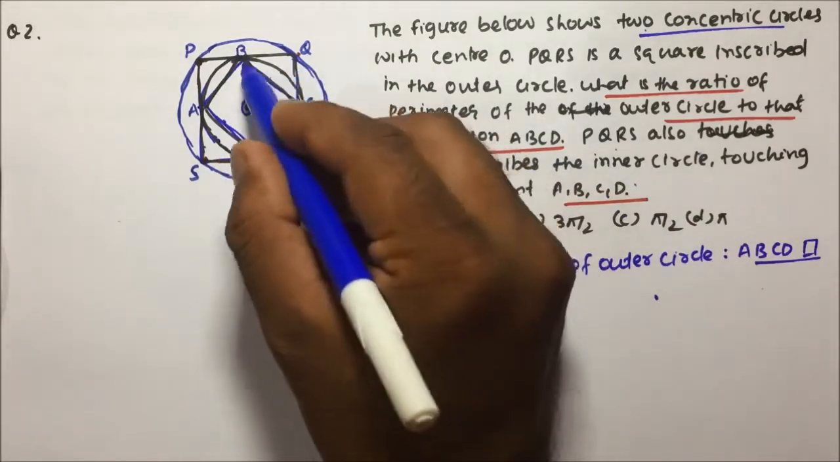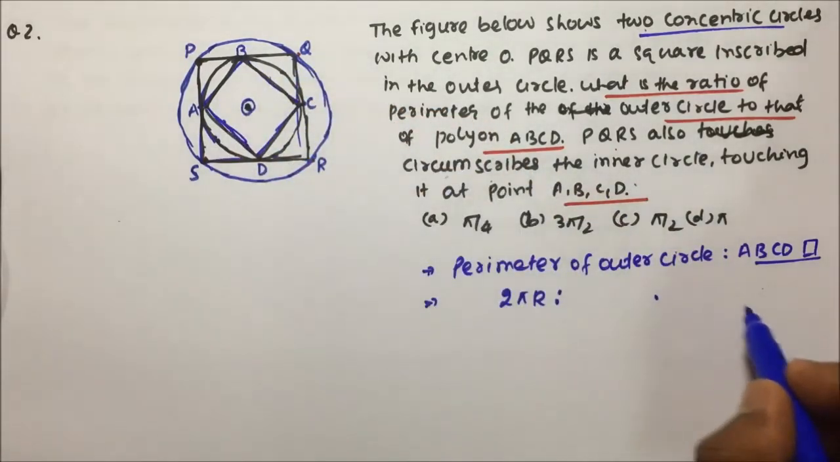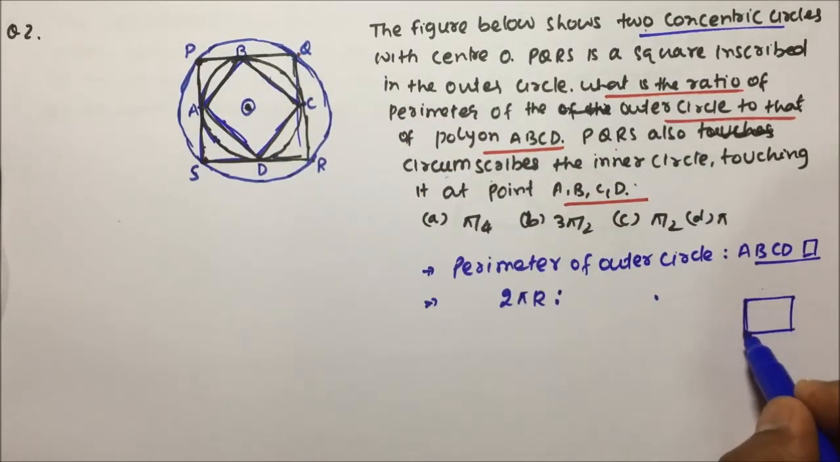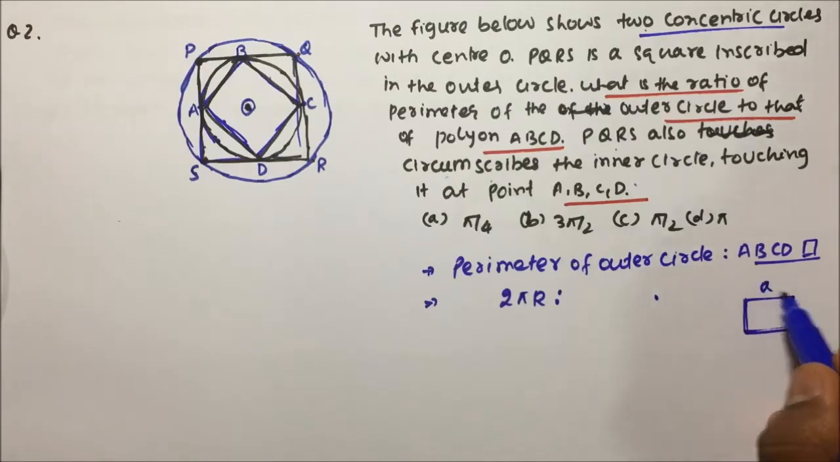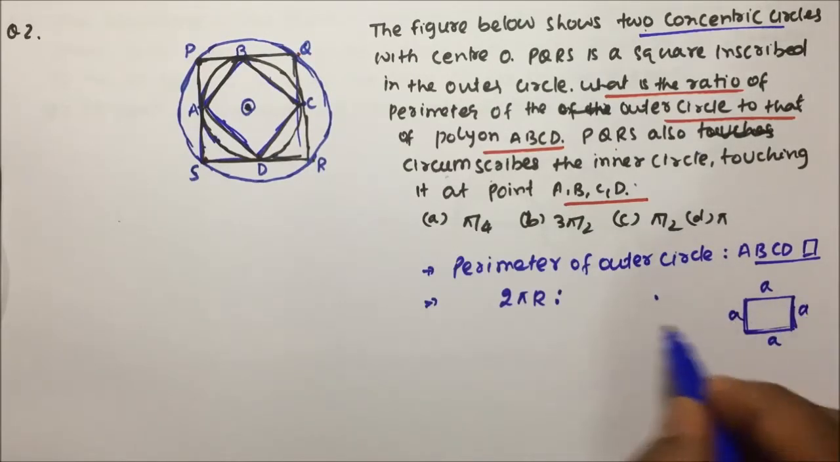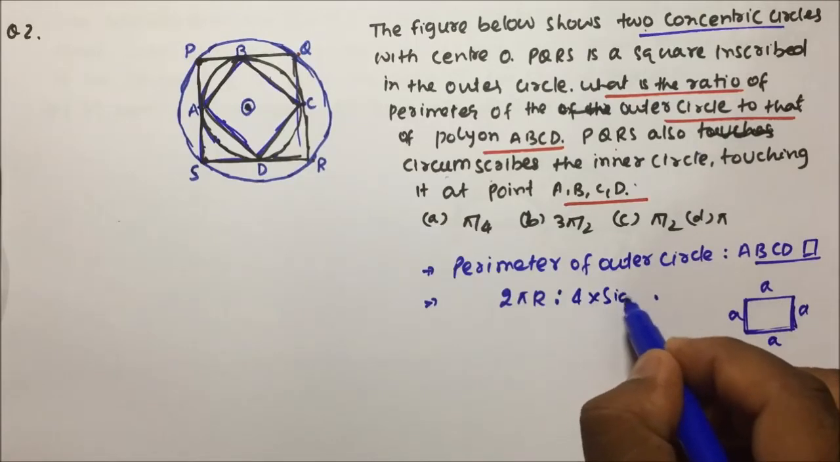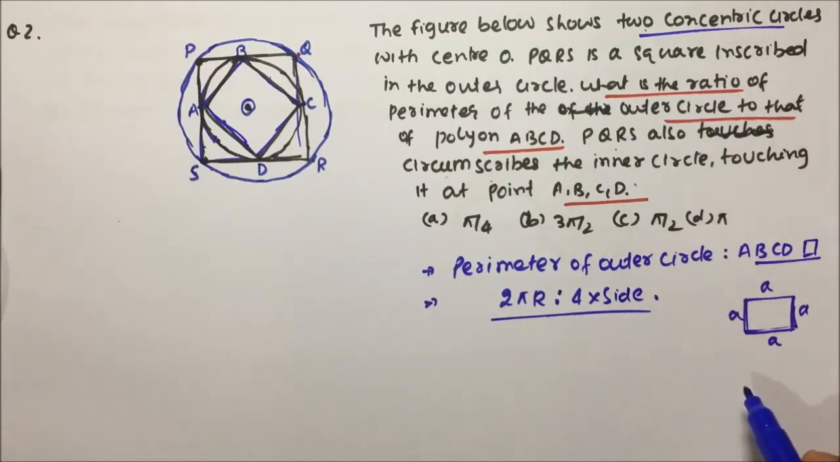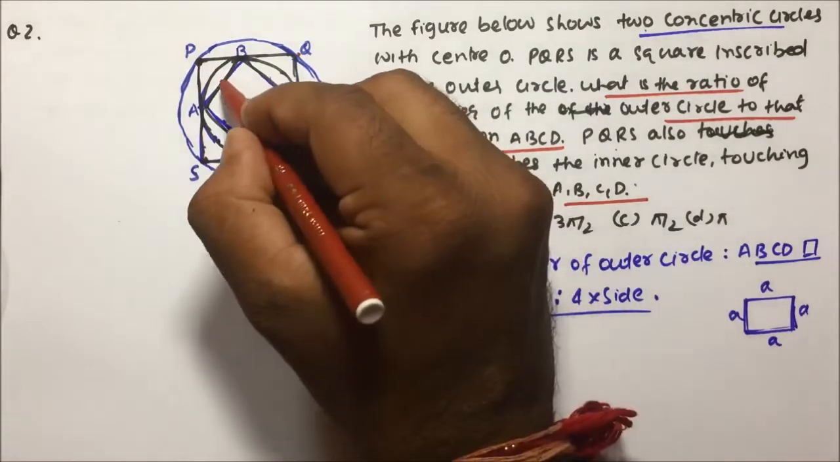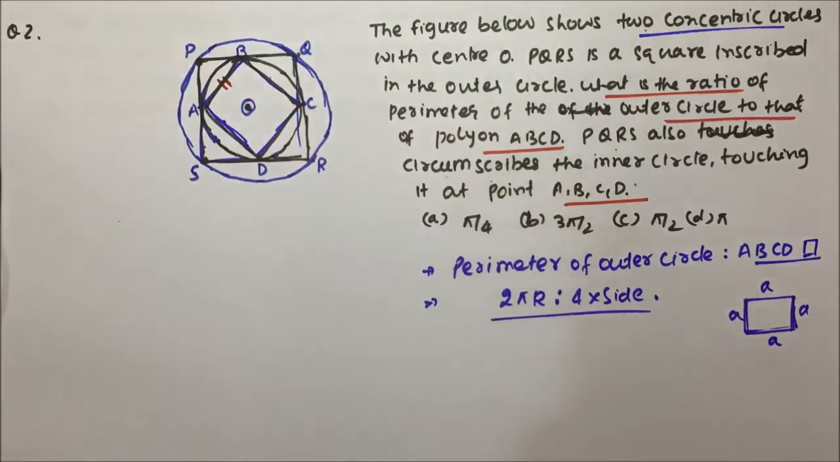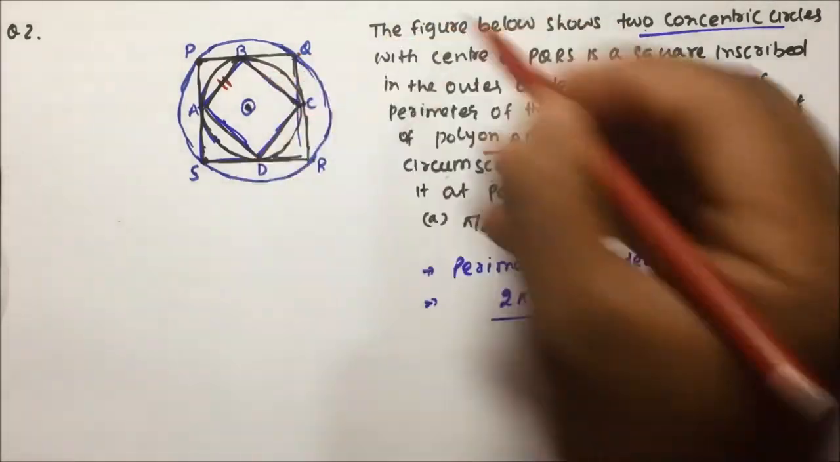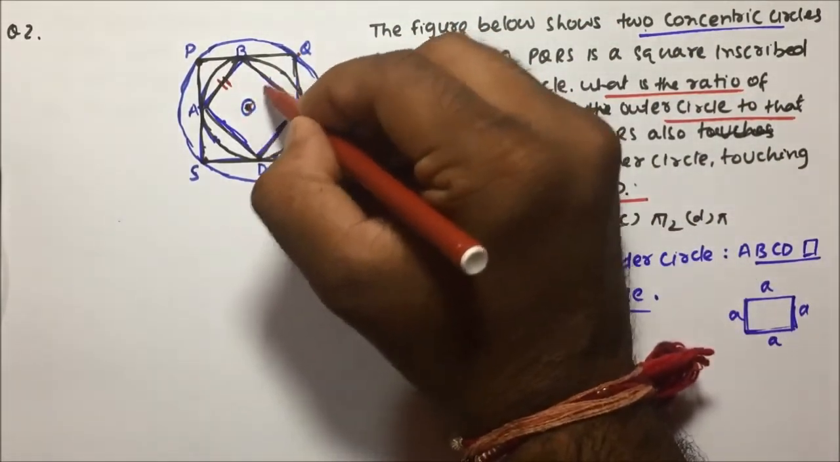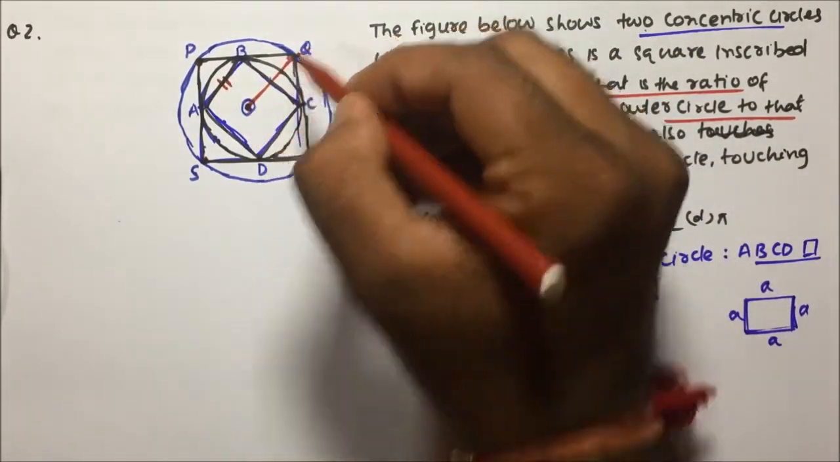ABCD. So ABCD is nothing but a square only. So this will be 4 sides, 4 into side. See this side, suppose a. So it will be 4 into side. So this we have to calculate. For calculating this, we need to calculate two things here, friends. One thing is this side of the square, and then the radius, and this radius we have to calculate. Okay, friends.